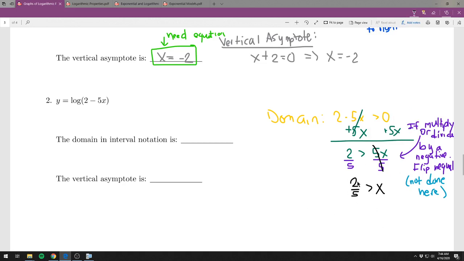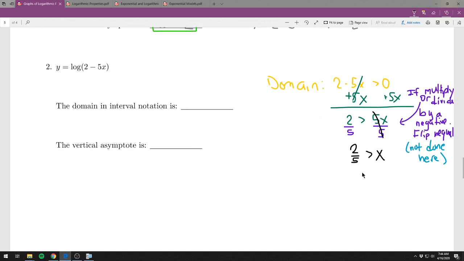If you don't like inequalities this way, you can certainly rewrite it. The x is on the narrow side of the inequality, I guess you could say, and it's opening towards the 2/5. So I definitely prefer this way. It's helpful for me. So we got x is less than 2/5, and if we want to write that in interval notation, less than means to the left of 2/5.